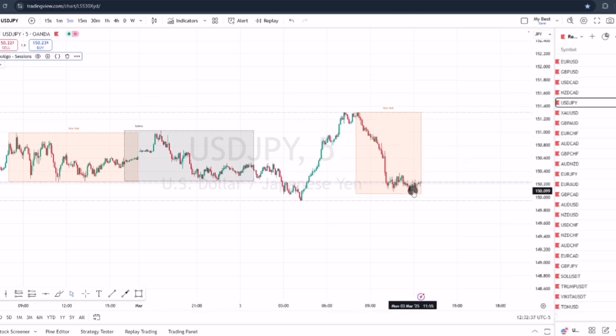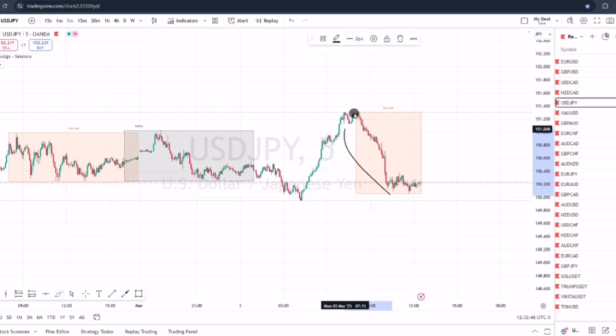The sessions play a very major role in the Forex market. This is the only reason why price dropped here. It's because the New York session opened, and it made an effect on price. Price was moving upwards during the London session, and then when New York opened, there was this movement.